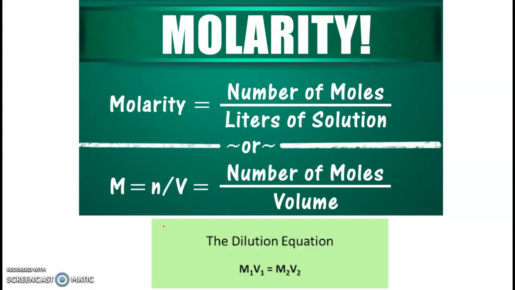And the formula for the dilution calculation is M1V1 equals M2V2, where M1 and V1 are the strength and volume of a known solution, and the other should be the unknown solution, and vice versa. Now let's solve some numericals.